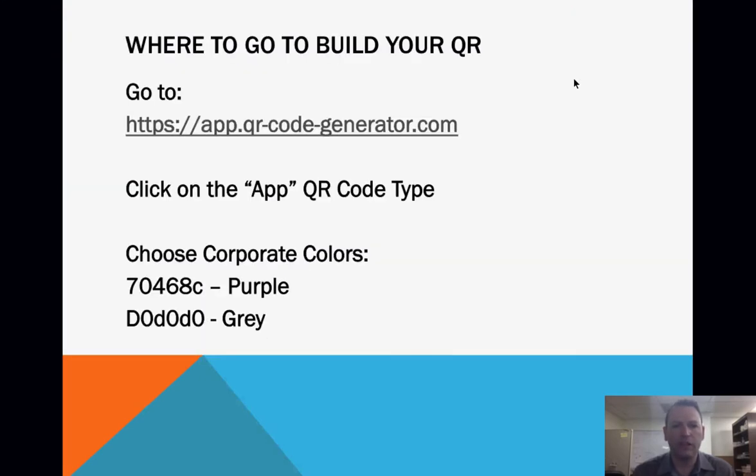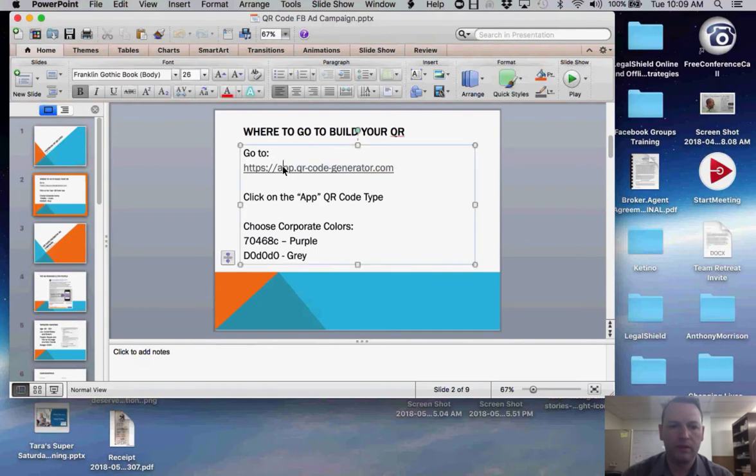The first thing you need to do, and I'm going to put these details in the description of this video so that you can go to these, is where to go to build your QR code. So here is the link to build your QR code. Then you're going to click on app for the QR code type. There's two colors that you're going to utilize. The corporate colors are the purple and the gray, because I want you all to see what this looks like.